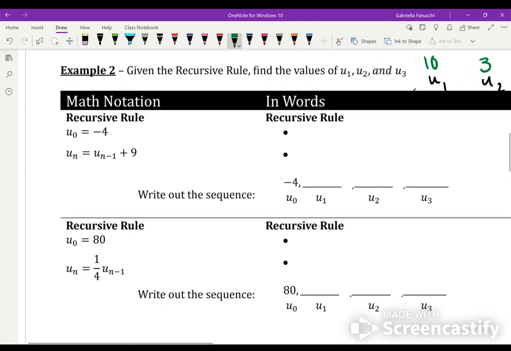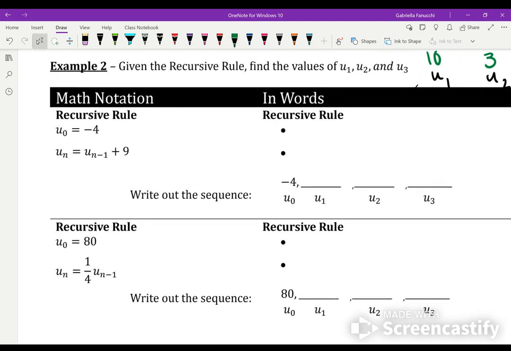Next, example 2, we're going to be given the shortcut. Now we got to write it in words, okay? And then we're going to find the values, first term, second term, and third term. Oh, look at there. We now have U0. Well, it is the same exact thing, but now this is just the 0 term. So the 0 term is equal to -4. Okay?